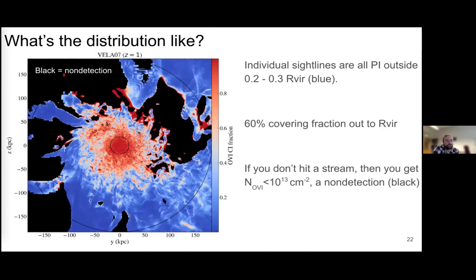So here's what the distribution actually looks like when you look at sight lines. This is an integrated picture. Each pixel of this image is a sight line that's going kind of into the page, right? So going this way.